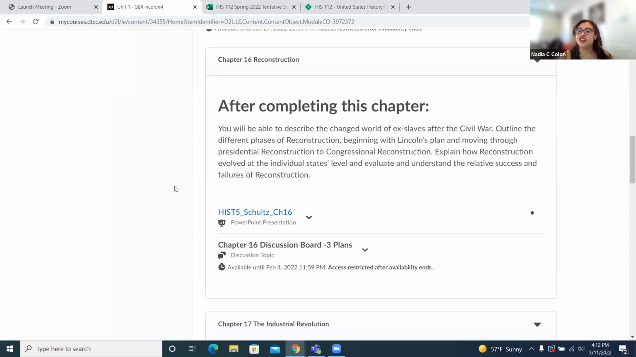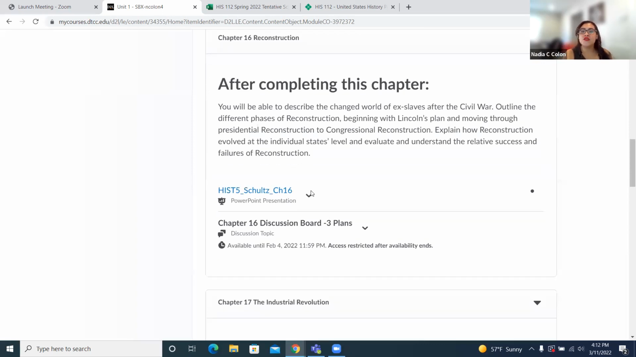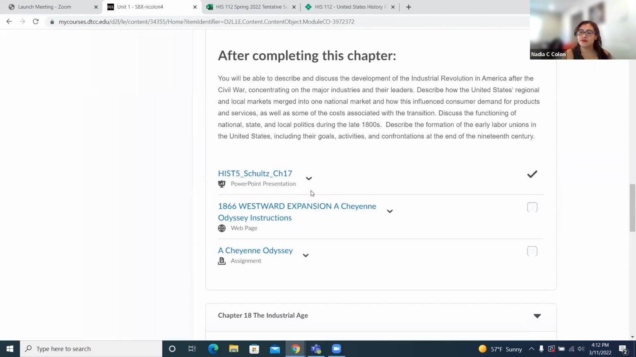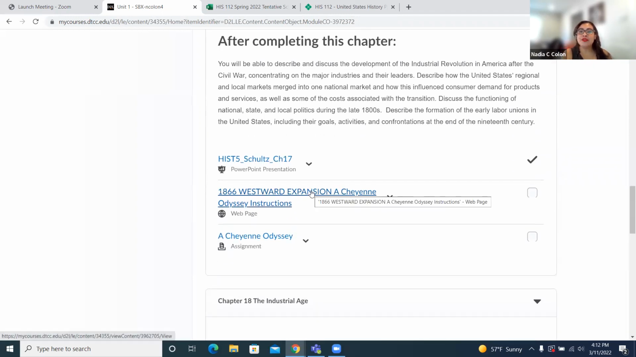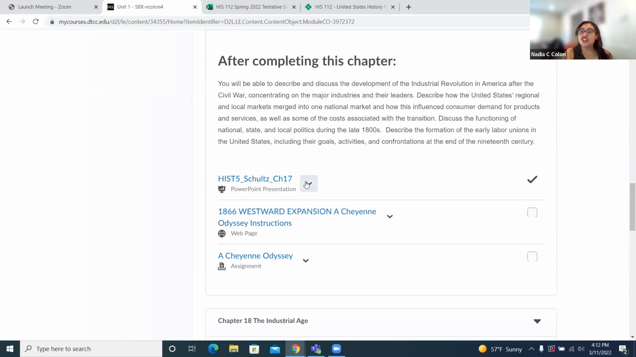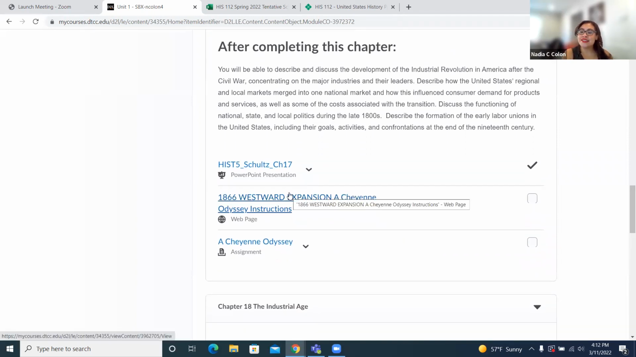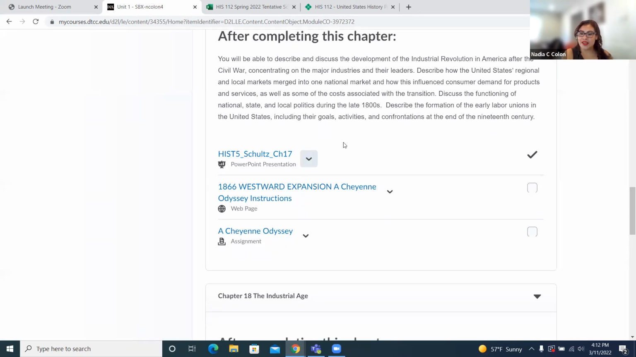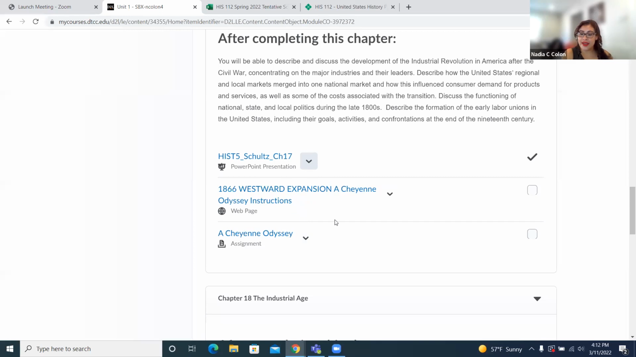Under each chapter, you can find the corresponding PowerPoint and assignments. For example, under Chapter 17, you have your Chapter 17 PowerPoint, instructions for your 1866 Western Expansion Cheyenne Odyssey assignment, and where to submit it.